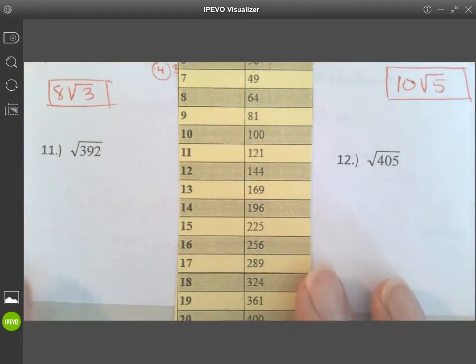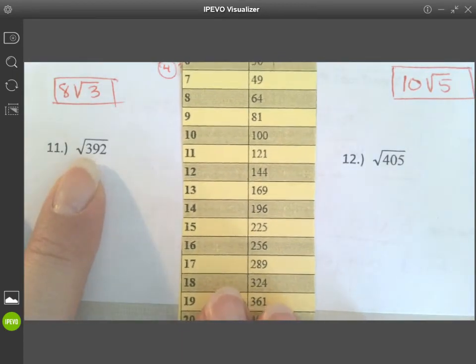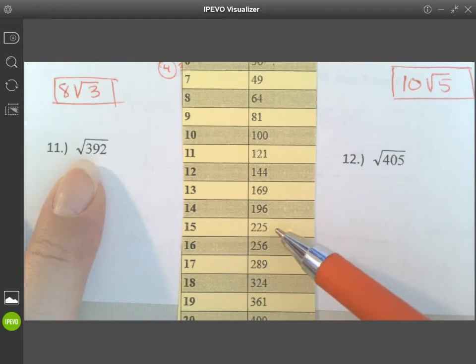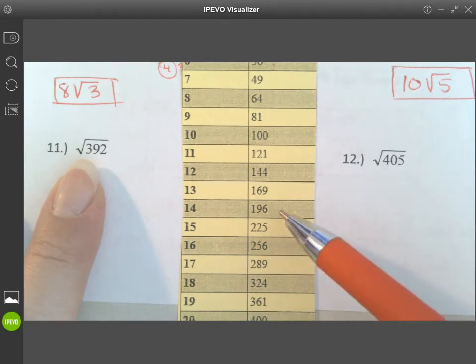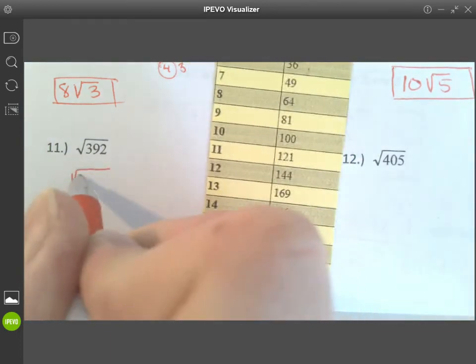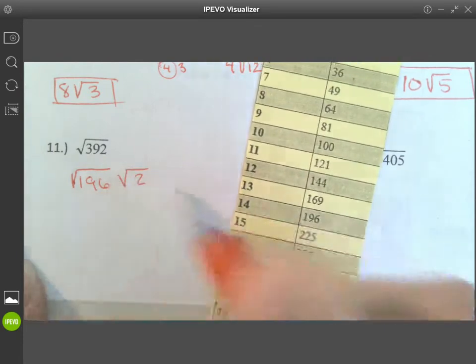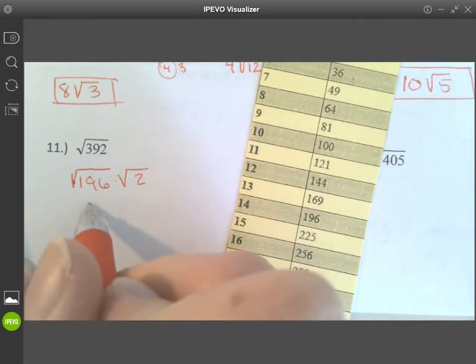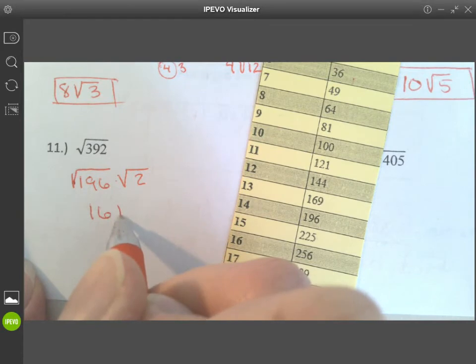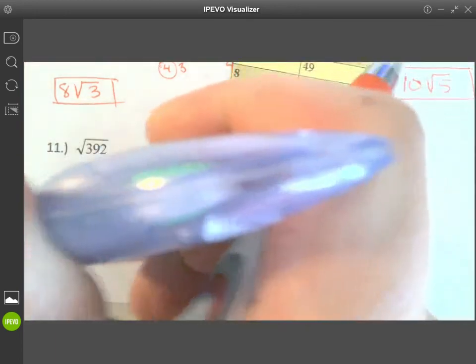So we were talking about taking half of this, which would be close to 200. So I don't need to try 225, but I would start with 196. And 196 did divide into this evenly twice. So I would have this as the square root of 196 times the square root of 2. And this is understood that it's multiplication. And that would be 16, or no, not 16. What is it? 14 square root of 2. Yep. Caught myself.